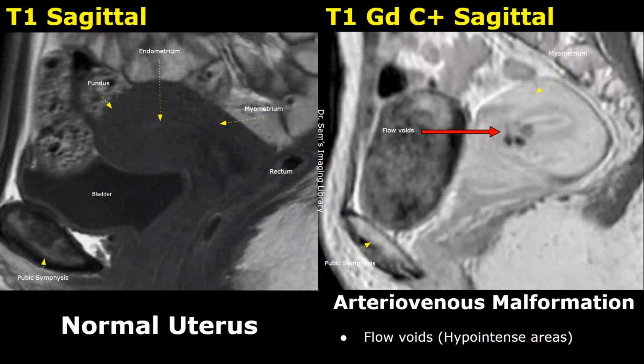Arteriovenous malformation occurs when there is an abnormal connection between an artery and a vein without a capillary in between. This is a gadolinium contrast T1 sequence. We will find flow voids which appear hypointense and look like this. These indicate arteriovenous malformation.